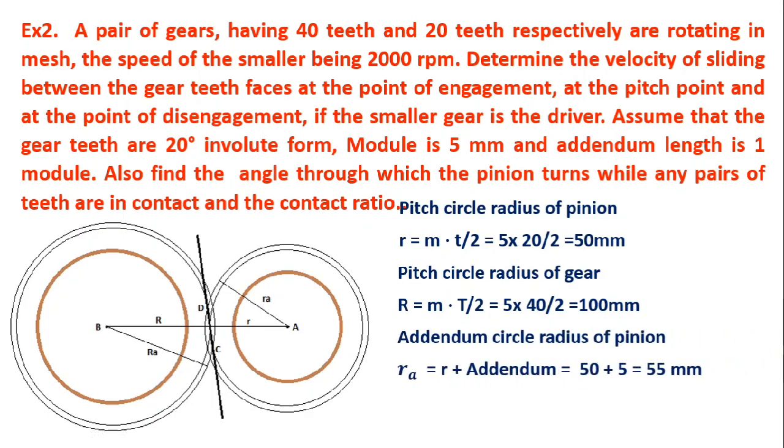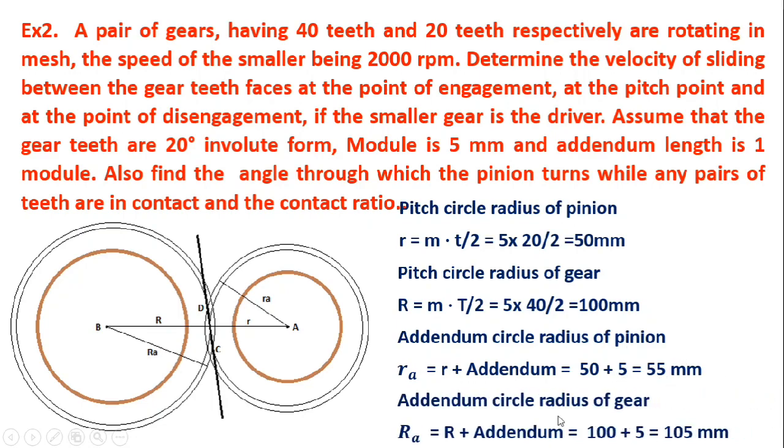Addendum circle radius of pinion, RA, that is small ra, is the pitch circle radius of pinion plus addendum, which is 5 mm, comes to 55 mm. Similarly, addendum circle radius of the gear comes to 105 mm. Here one thing we should note: the addendum circle radius may differ, but the addendum remains the same in both the pinion as well as the gear.